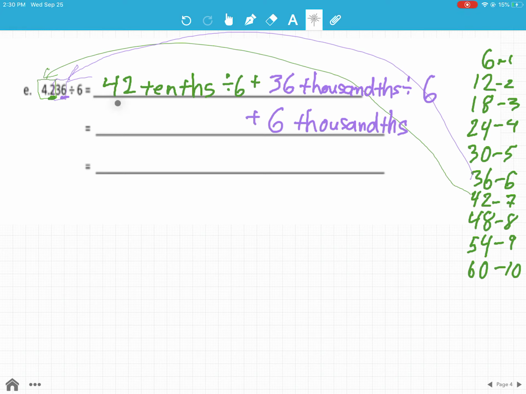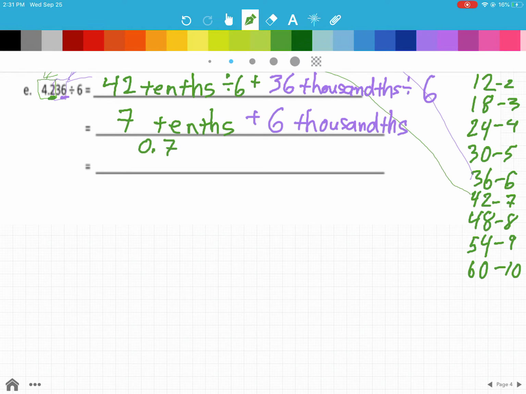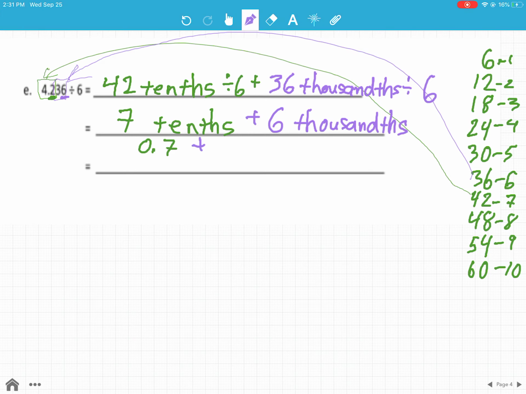Okay, so now I have 42 divided by 6. Now I'm going to go over here, and I see that it's 7. So it's 7 tenths. Now this step is where you might get confused, so I'm going to add a step in between. So we have 7 tenths, and we're going to add 6 thousandths.